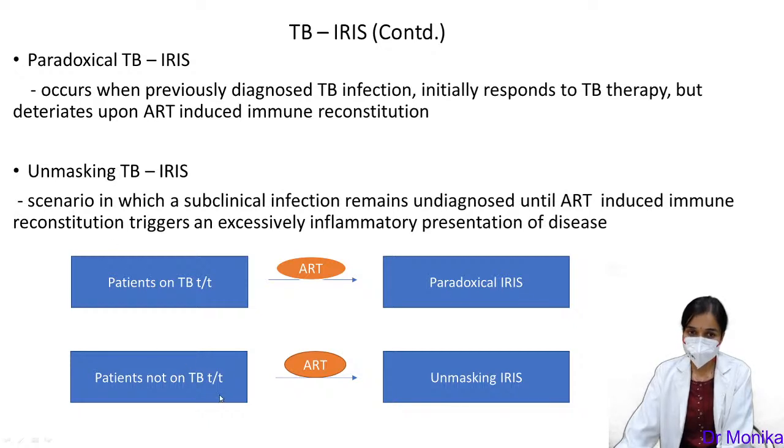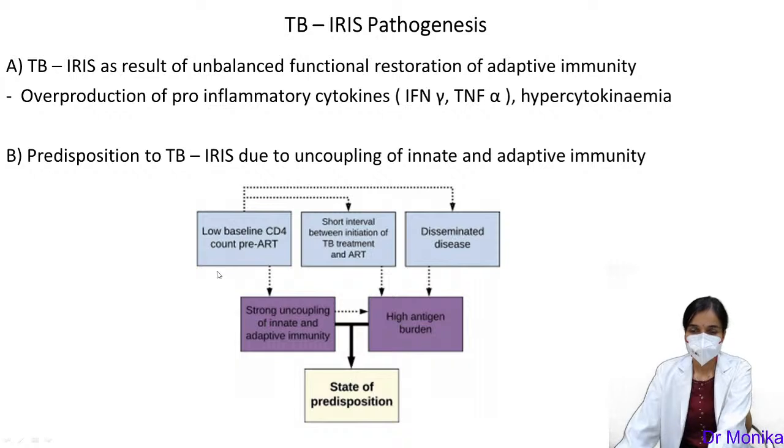While in the case of unmasking TB-IRIS, these patients have a subclinical infection which was not diagnosed until ART initiation, which will induce an inflammatory immune reconstitution leading to TB-IRIS. So coming to the pathogenesis, this diagram shows the factors which increase the predisposition of these patients to TB-IRIS.